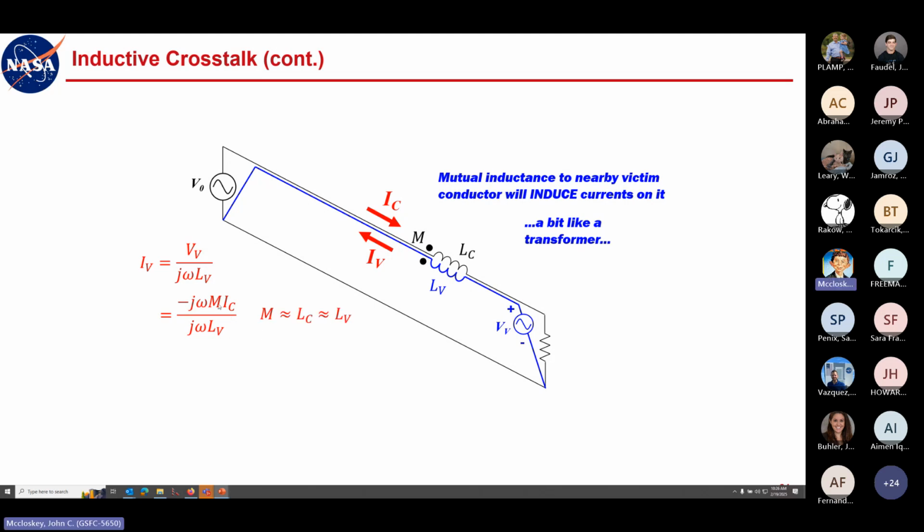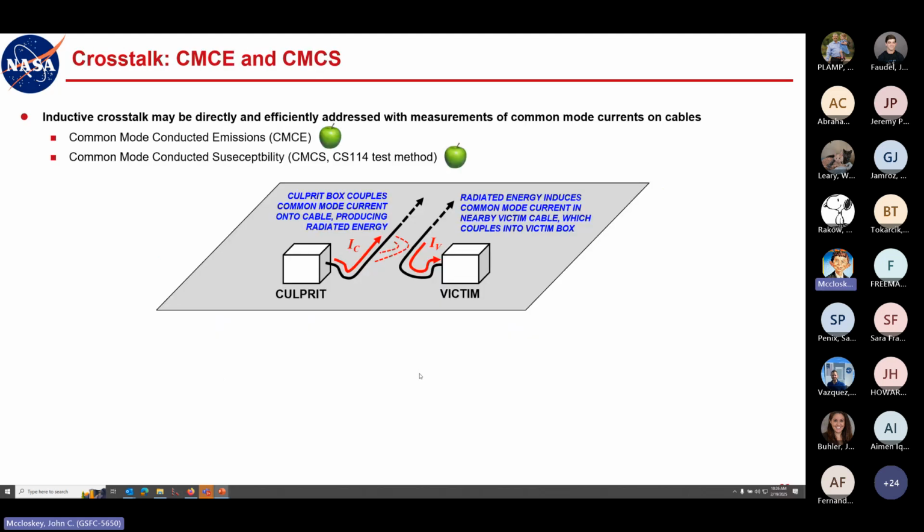Well, we've said that M approximately equals the self-inductance of both the culprit and victim. So the M and the LV terms cancel, the j omega terms cancel. So in the worst case, your victim current is approximately equal to the culprit current. That's the worst case we should assume for cable-to-cable crosstalk: for wires or cables in any proximity to each other, the victim current can equal the current on the culprit. So that's our worst case assumption going forward.